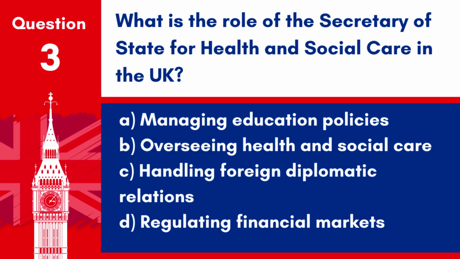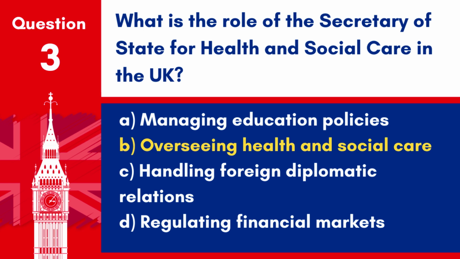Question 3. What is the role of the Secretary of State for Health and Social Care in the UK? A. Managing education policies. B. Overseeing health and social care. C. Handling foreign diplomatic relations. D. Regulating financial markets.